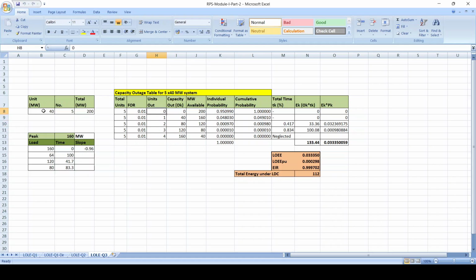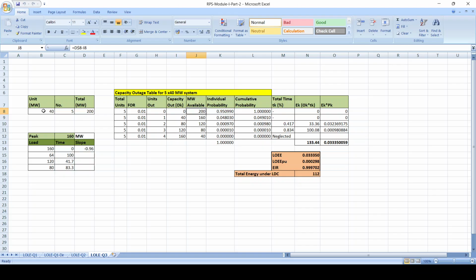If the units out is 0, capacity outage is 0 megawatt. If the unit out is 1, capacity outage is 40 megawatt. If the units out is 2, capacity outage is 80 megawatt. If the units out is 3, capacity outage is 120 megawatt. If the units out is 4, the capacity outage is 160 megawatt.